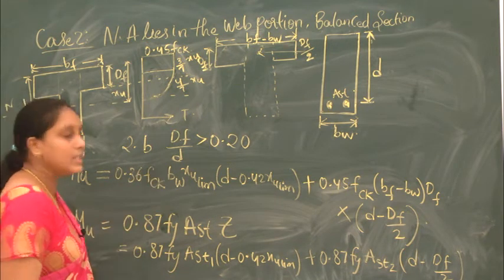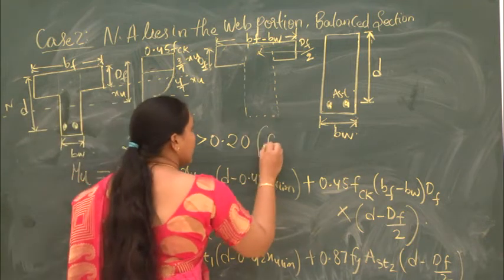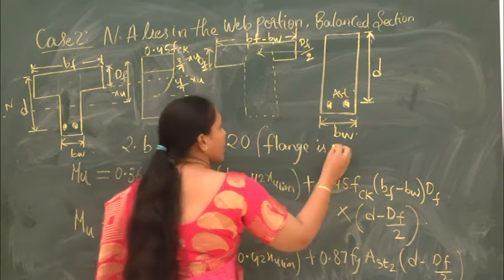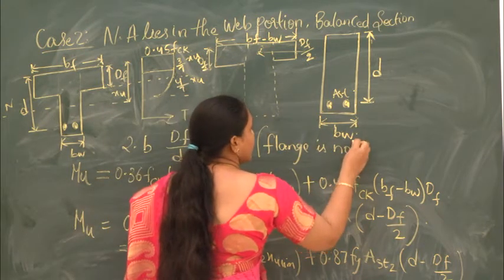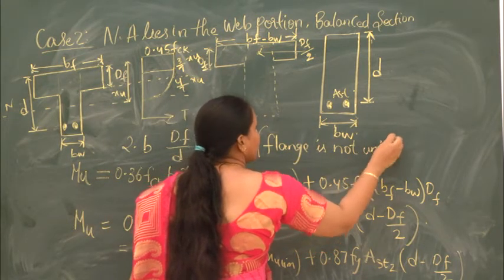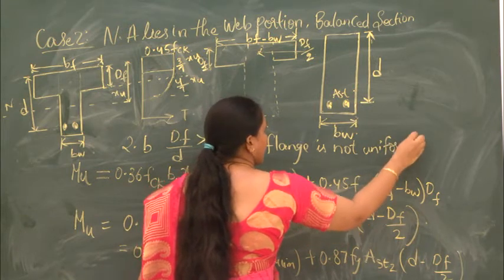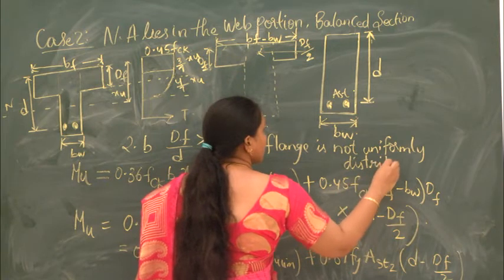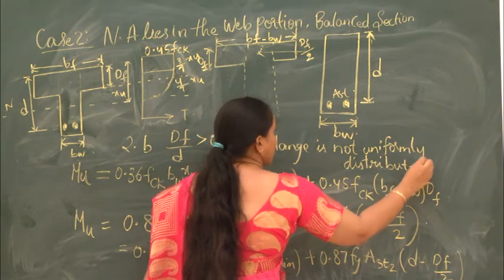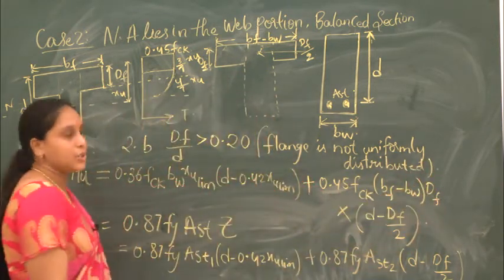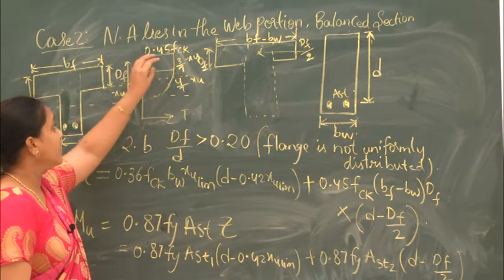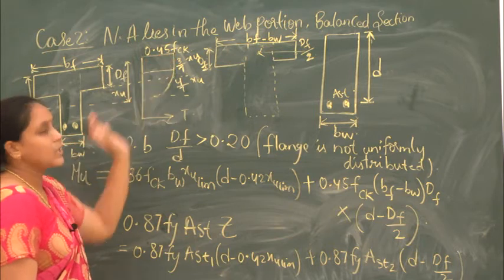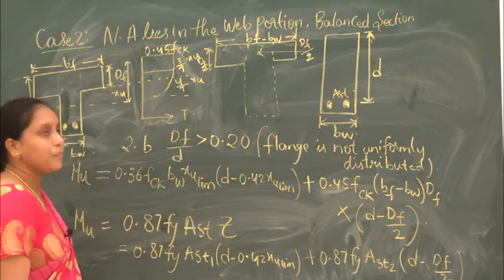So here is the case in which the flange is not uniformly distributed. Okay, so we have stresses in the rectangular as well as the parabolic part.